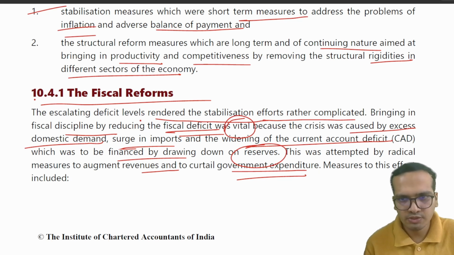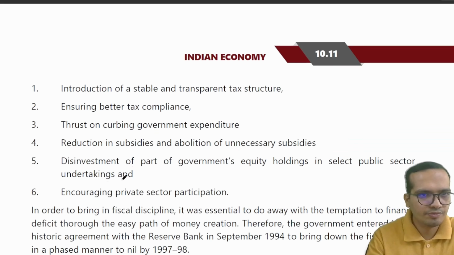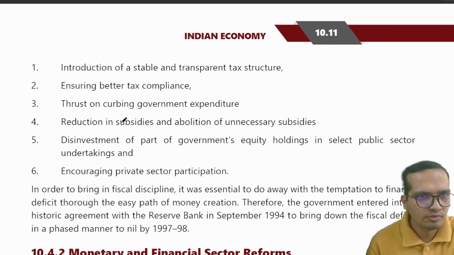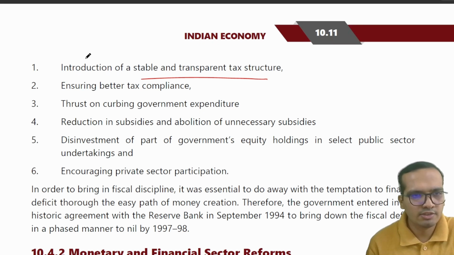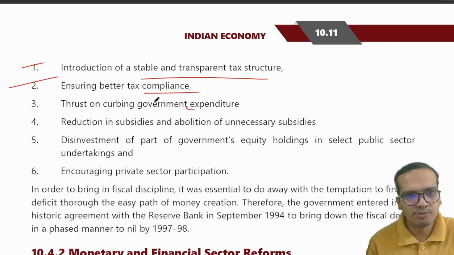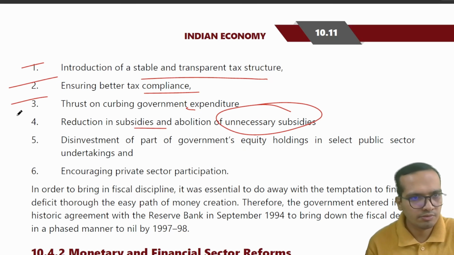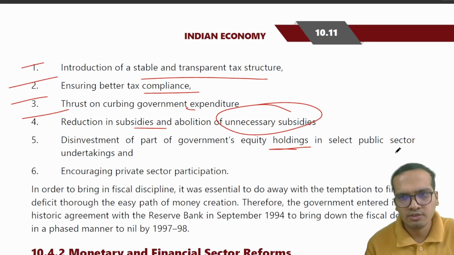Measures to this effect included introduction of a stable and transparent tax structure, ensuring better tax compliance, thrust on curbing government expenditure, reduction in subsidies and abolition of unnecessary subsidies, disinvestment of part of government's equity holdings in select public sector undertakings, encouraging private sector participation.